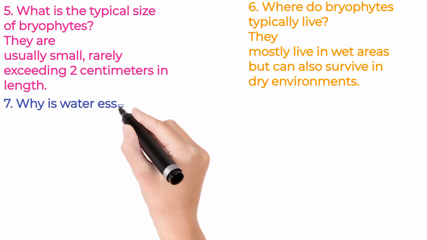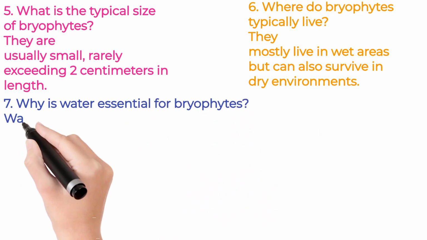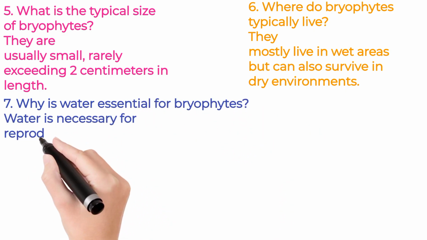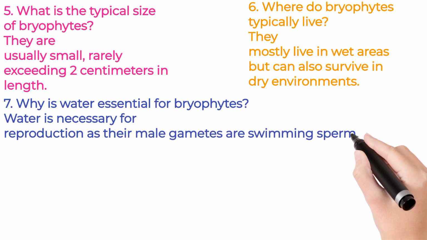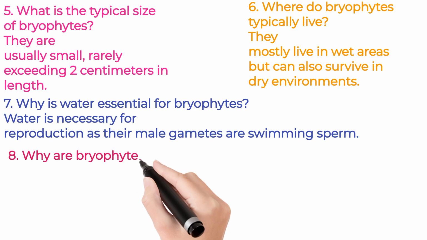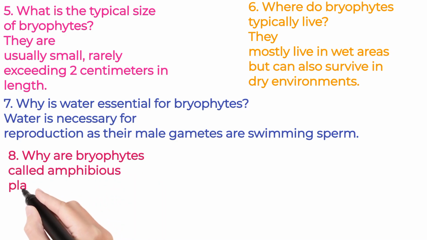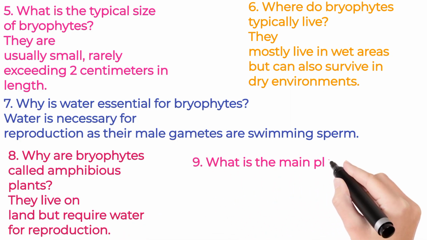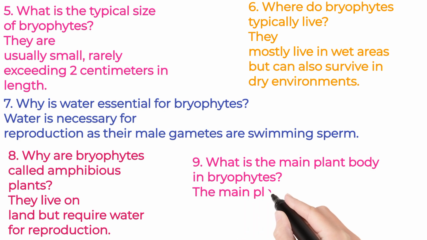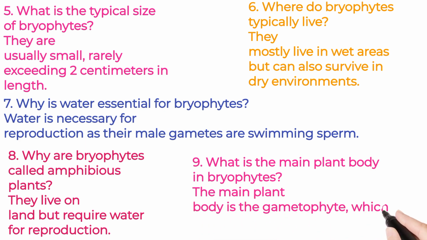7. Why is water essential for bryophytes? Water is necessary for reproduction as their male gametes are swimming sperm. 8. Why are bryophytes called amphibious plants? They live on land but require water for reproduction. 9. What is the main plant body in bryophytes? The main plant body is the gametophyte, which is green and autotrophic.